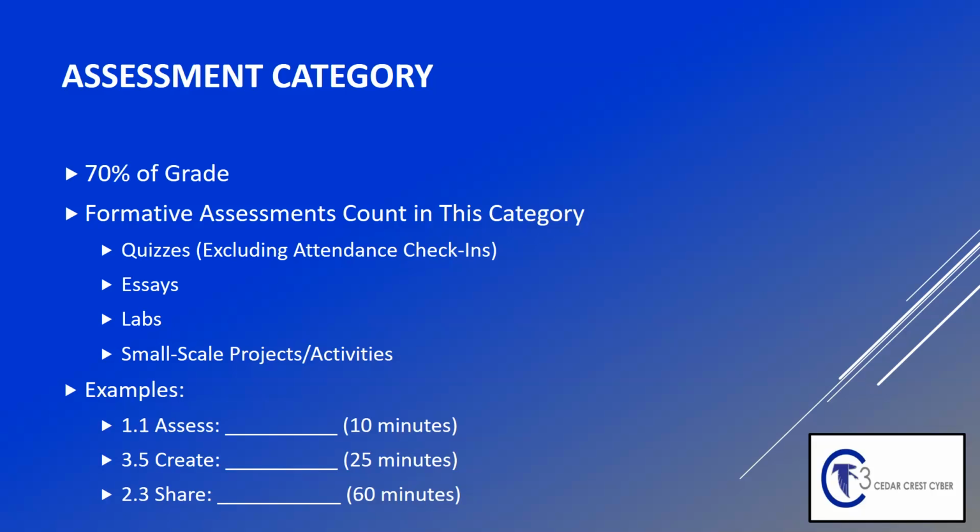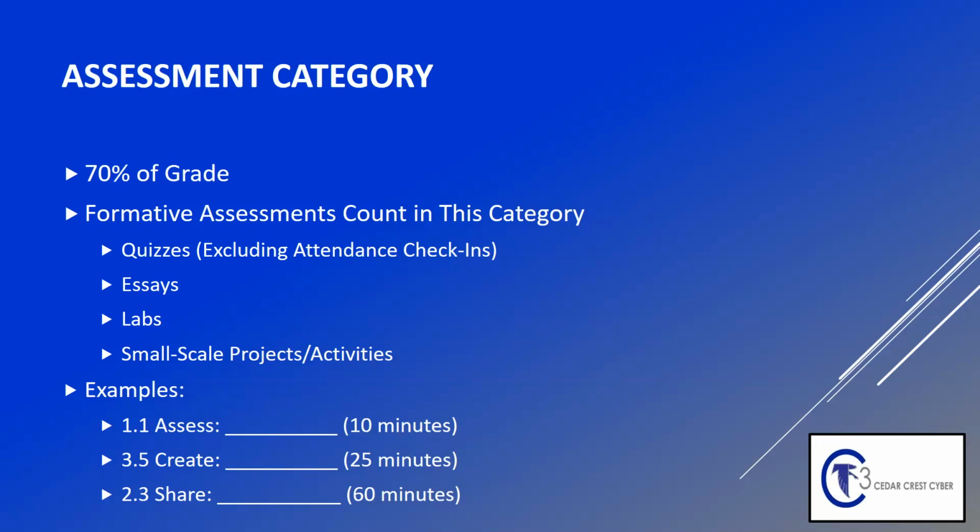Examples of what these would be labeled: for the first one, I have 1.1 assess, and then I leave it blank for the name, and then I put 10 minutes. What that translates to is Unit 1, Lesson 1, assessment, and it's going to take the student approximately 10 minutes to complete. The next one I have is 3.5 create.